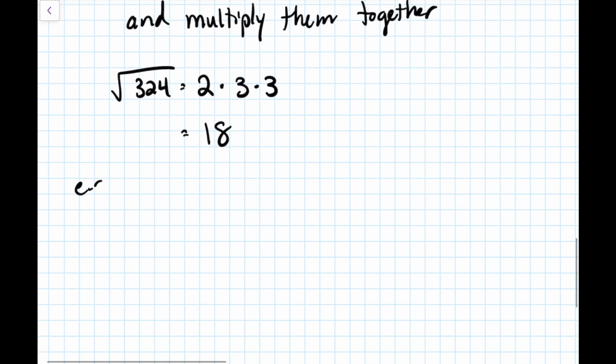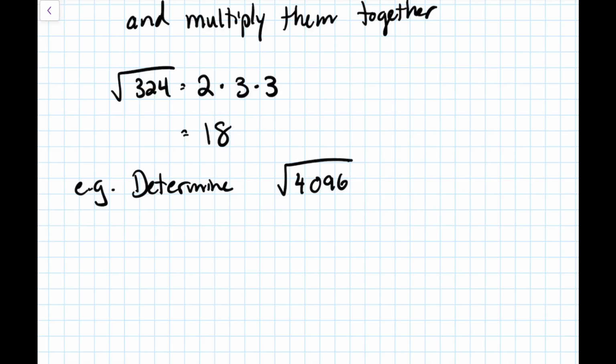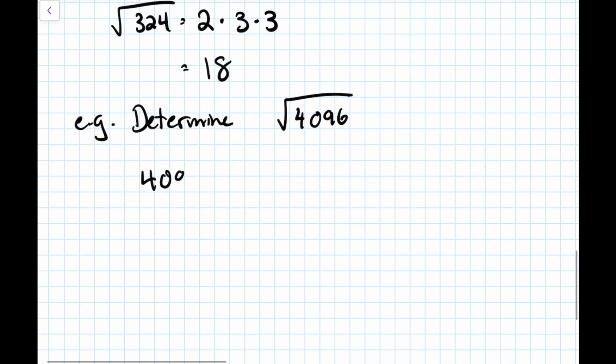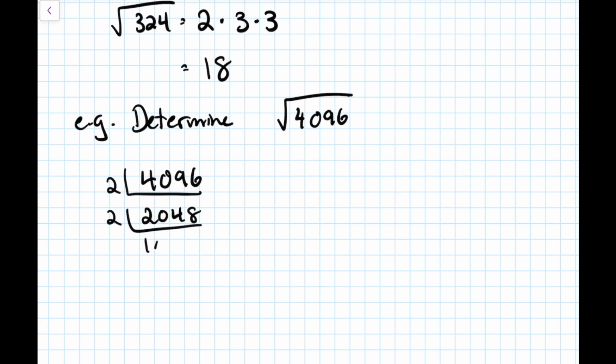So let's try it with a bigger number. I want to find the square root of 4096. So there's a lot going on there, right? 4096 is going to take a second to break down. You can do a tree. I'm going to do the repeated division method this time. So I can divide it by 2, which gets me 2048. I can divide that by 2, which gets me 1024. I can divide that by 2.